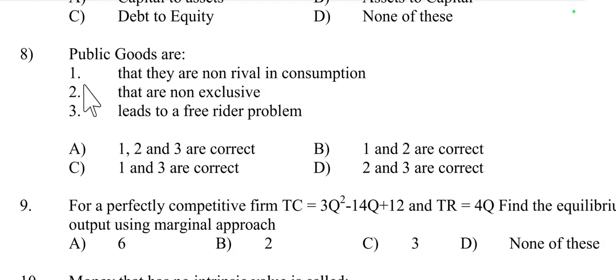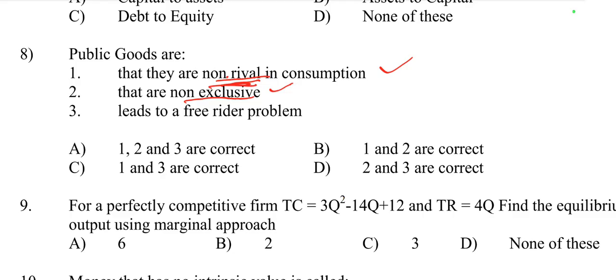Then question number 8. Public goods are non-rival in consumption. Yes, public goods are non-rival. Non-rival means one person's use of a good doesn't reduce its availability to others. So it is called non-rival. Then the next option is non-exclusive. Public good's two characteristics are non-rival and non-excludable. So non-exclusive is also included in public good.